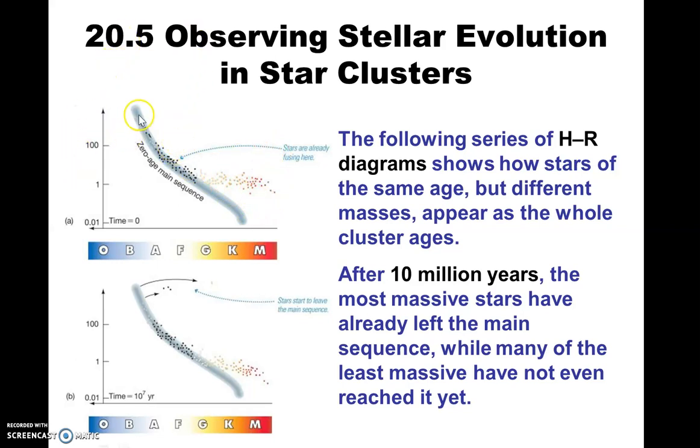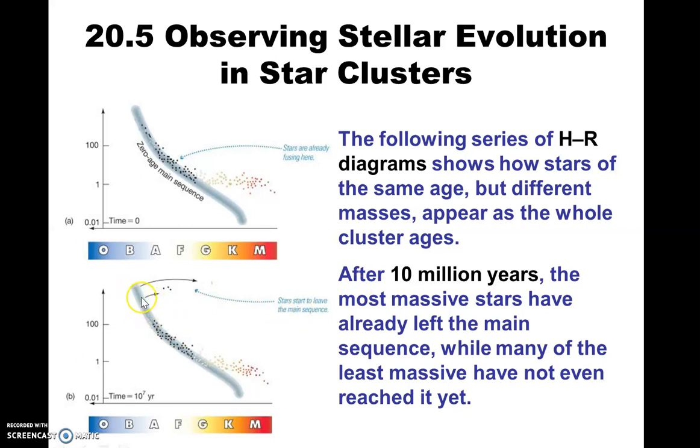And the O and the B stars arrive on the main sequence first, and then the less massive stars will eventually arrive on the main sequence. But the thing is, the O and the B stars leave the main sequence first, right? They're dead or starting to die after only about 10 million years or so. So some of them, a few 100 million years.